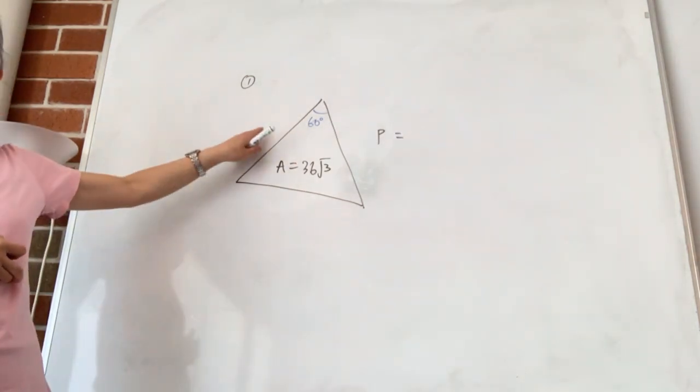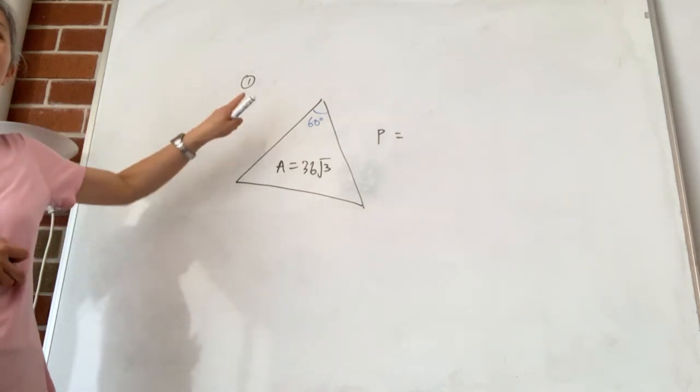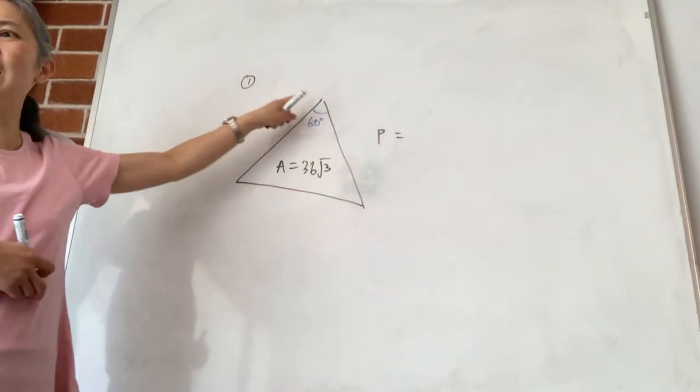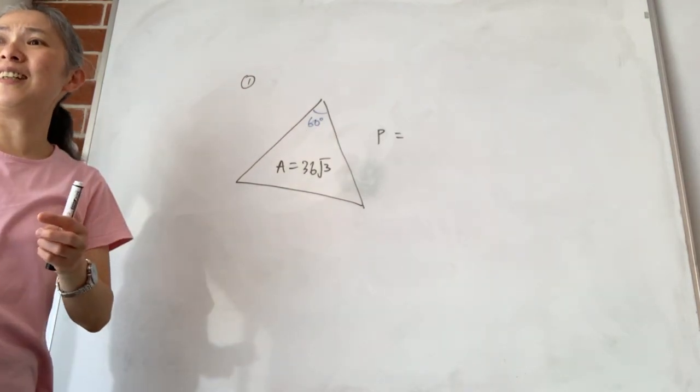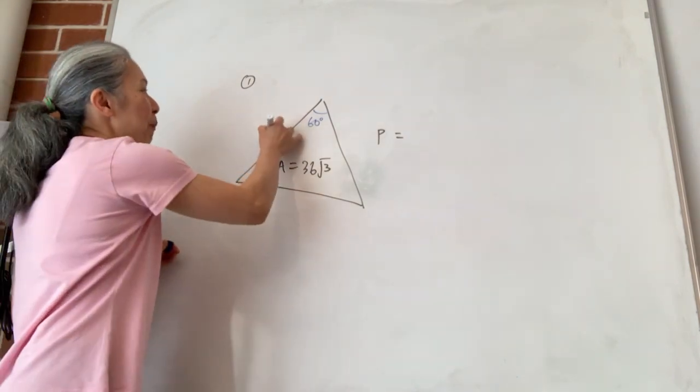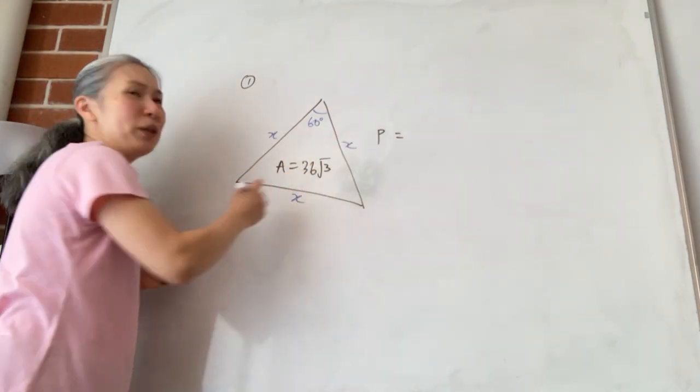What do you want to call the side? X or Y. Give it a name. Without a name, not good. You always give it a name.